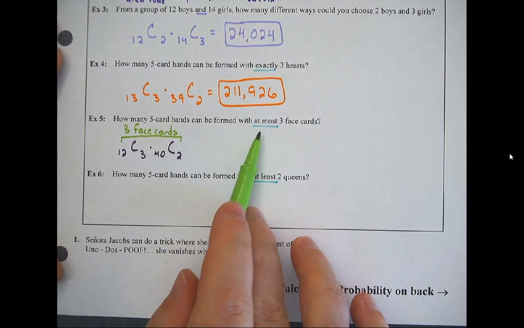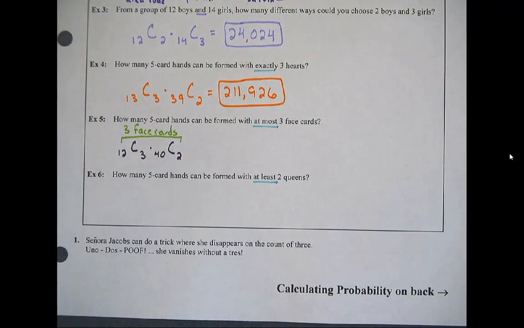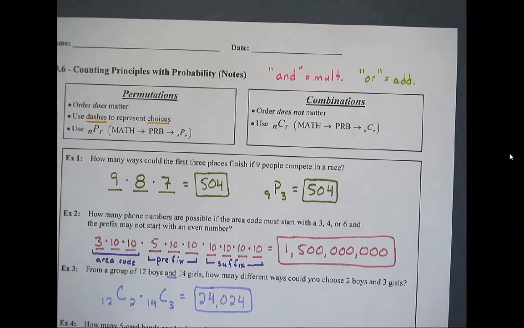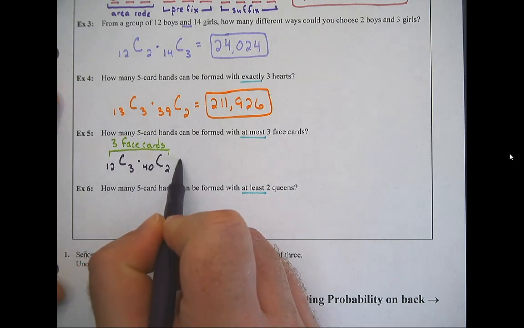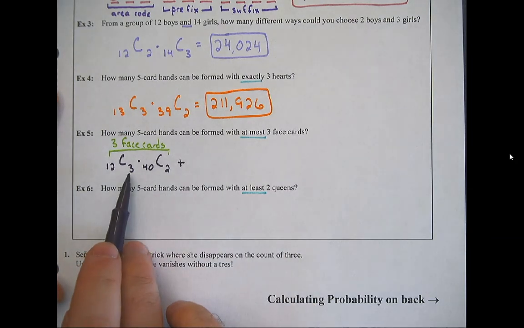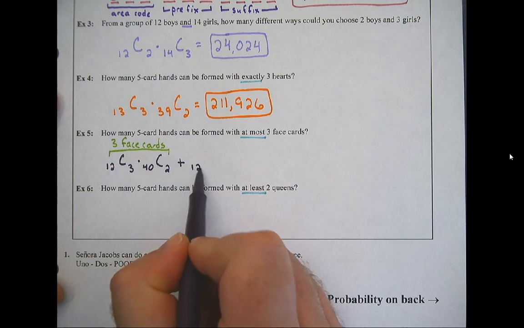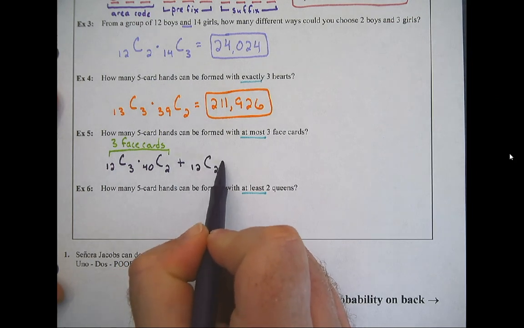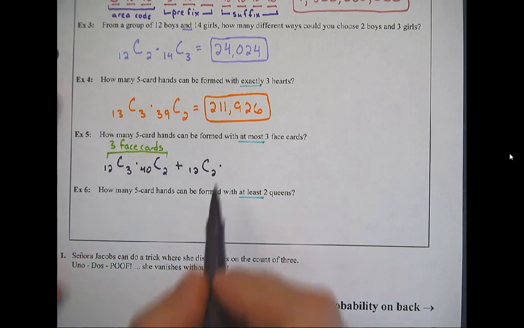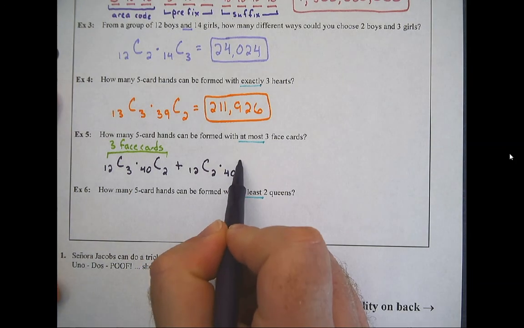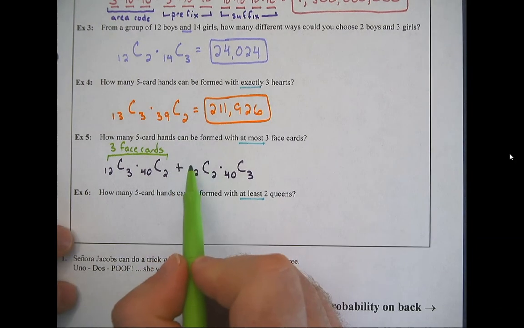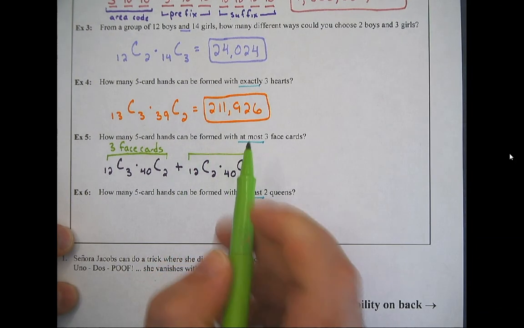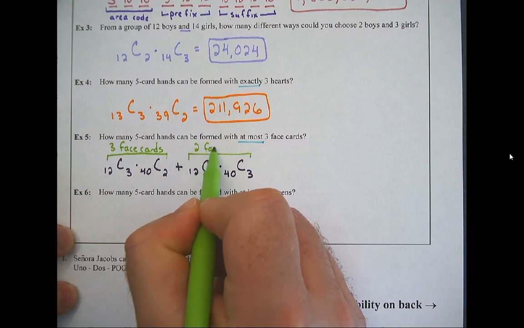But remember, it said at most, so you could pick 3 face cards, or, you hear that keyword, or, go back to the top, or mostly means addition. So I'm going to take the number of 3 face cards, or I could pick 2 face cards, which means from the group of 12, I would choose only 2. But I have to finish the rest of my hand. So there are 40 cards that are non-face cards, and I need 3 more cards. This is the situation where there are 2 face cards.